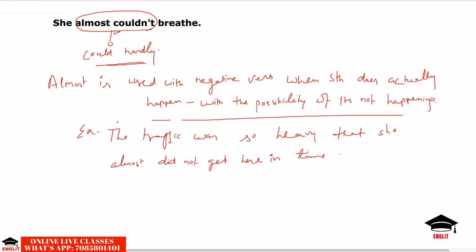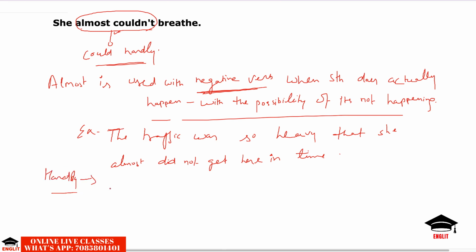So almost is used with negative verbs. This is to be kept in mind very carefully. And it is when something actually happens, when there was no hope or no possibility of its happening. जहाँ पे जो चीज़ नहीं होने वाली थी बिल्कुल और वो लगभग हो गई, वहाँ पर नेगेटिव वर्ब्स के साथ ऑलमोस्ट यूज किया जाता है.